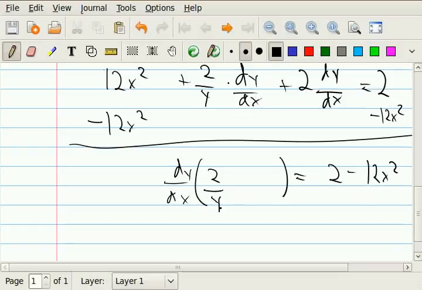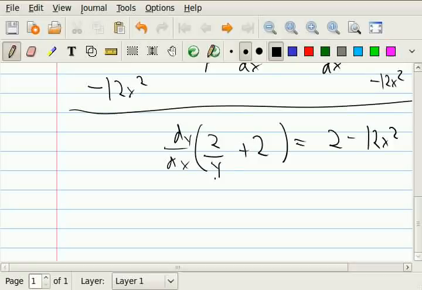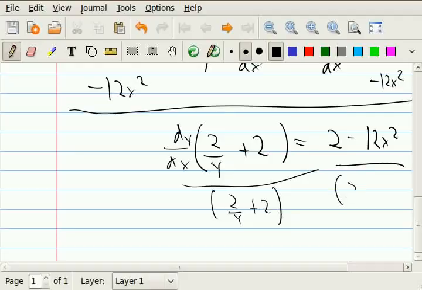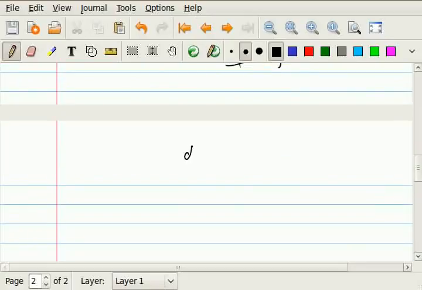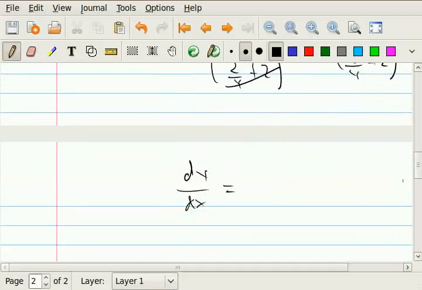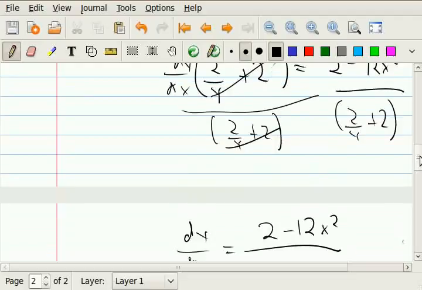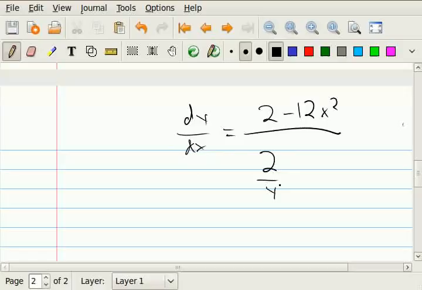So that's 2 over y plus 2. To get the dy/dx by itself, I just need to divide both sides by 2 over y plus 2. So those cancel. And let's see, what do I have? I've got dy/dx equals 2 minus 12x squared over 2 over y plus 2. A lot of 2's there. Well, that's basically the answer.